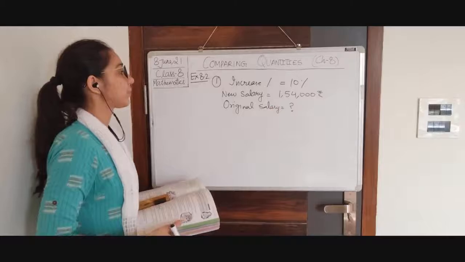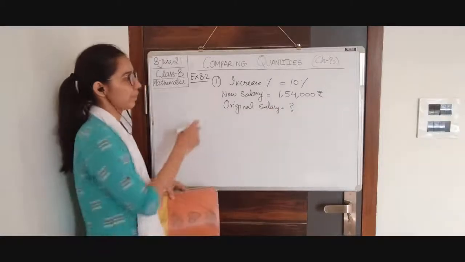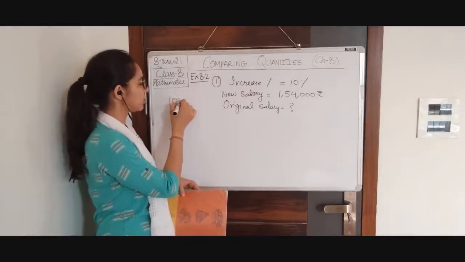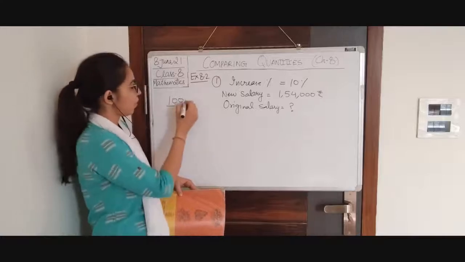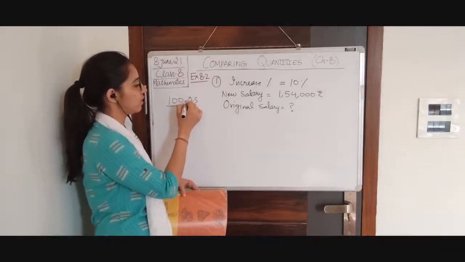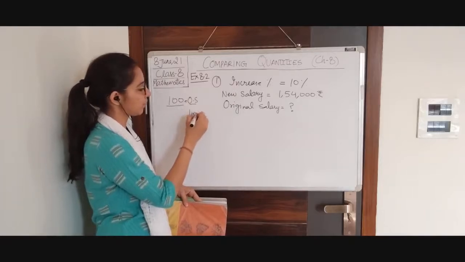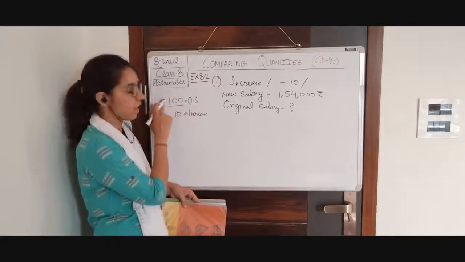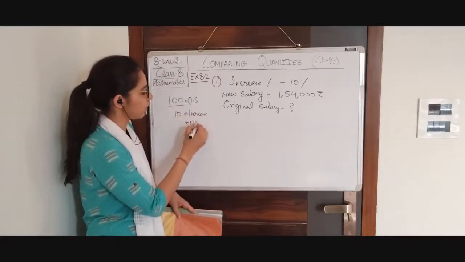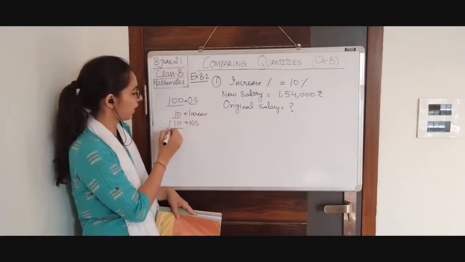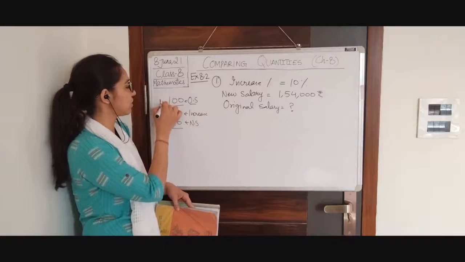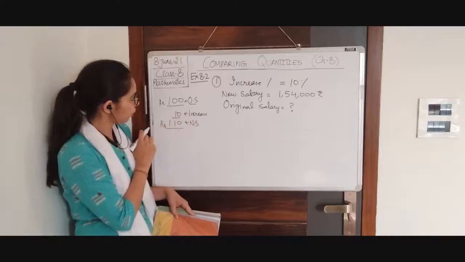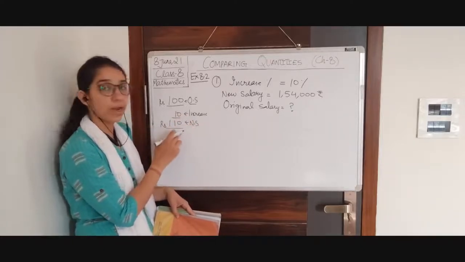ठीक है, now try to think of it in this way. ठीक है, percent means out of 100. ठीक है, if original salary was 100, then how much increase we have? Increase कितना हुआ आपका? 10 on 100. ठीक है, if your original salary was 100 and you got increase of 10, your new salary will be 110.